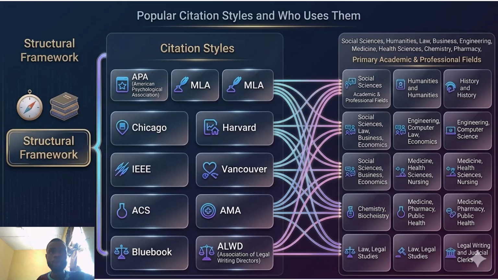Secondly, consider your academic discipline. Social sciences often use APA or Harvard. Humanities often use MLA or Chicago. Engineering uses IEEE. Medicine uses Vancouver or AMA. Law uses Bluebook. Political science may use APSA.